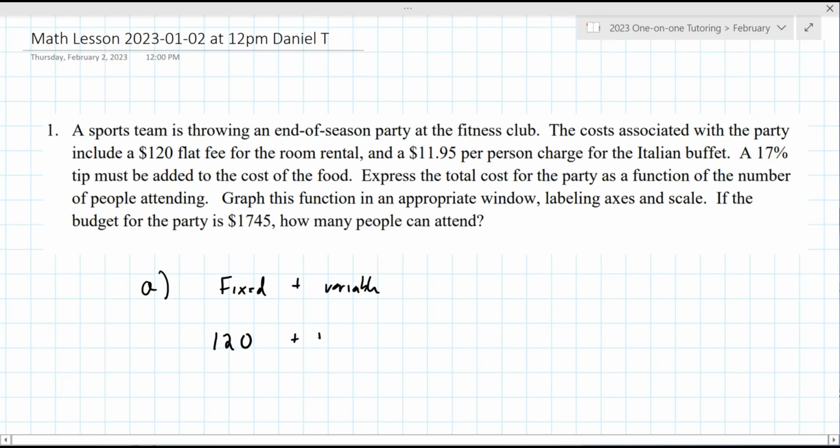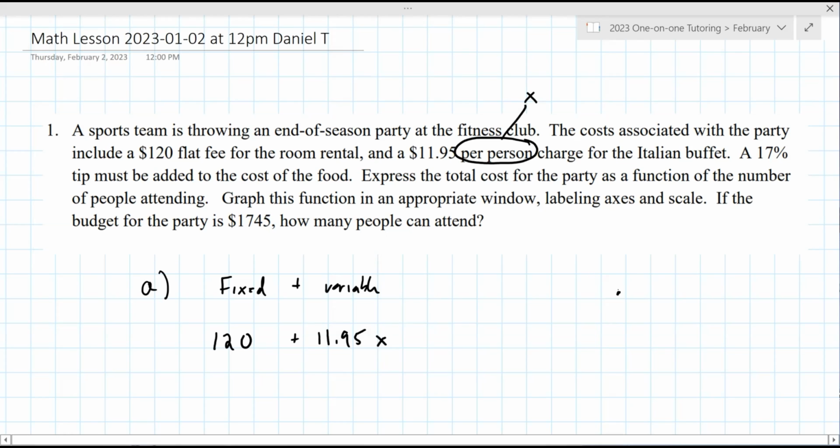And it's $11.95 per person. They don't tell you what variable to use, so we'll just use X for the per person part. Okay. But then it says a 17% tip must be added to the cost of the food. So we assume that the 11.95 is the cost of the food, and the flat fee does not contribute toward that at all. So you got to be careful here though.